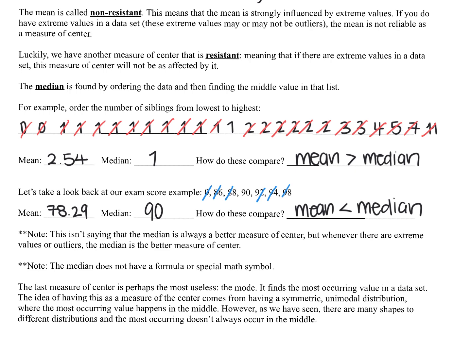So the last one we haven't talked about is the one that we are never going to use to identify the center of a distribution, and that's the mode. Because it identifies the most occurring value in the data set, and that value may not necessarily be anywhere near the middle or the average of your data set. So it's not really a helpful measure. We'll never use mode to identify the center of a distribution. We'll always be using either mean or median.